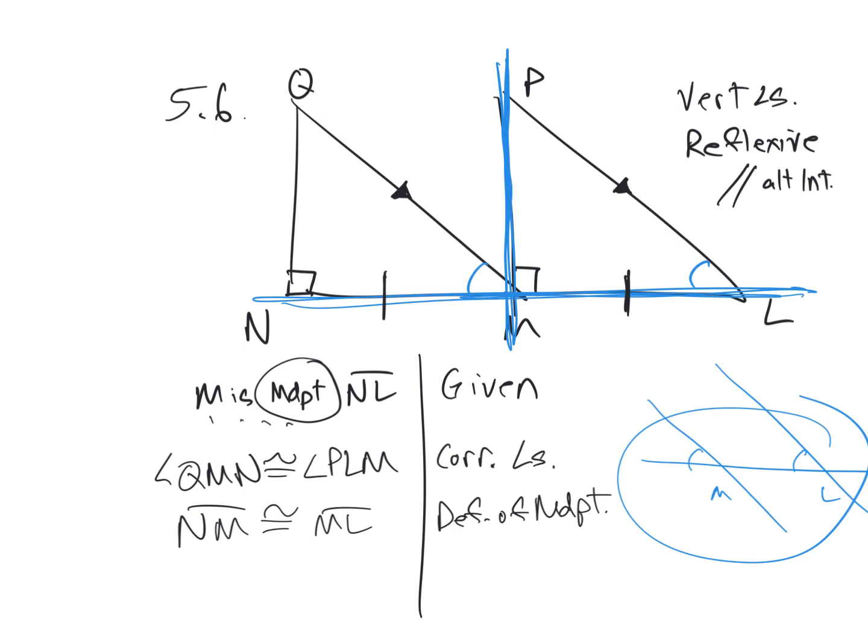So now looking at the picture, do we have enough information to show that the two triangles are congruent? Aiden? Okay, so here's how you do it. You do them in order. You have an angle, you have a side, and an angle. So triangle QMN is congruent to triangle PLM by angle, side, angle.